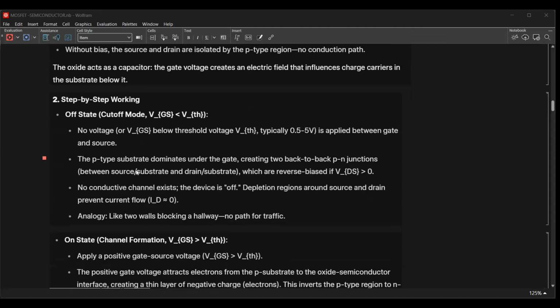The P-type substrate dominates under the gate, creating two back-to-back junctions between the source and the substrate, and the drain and the substrate, which are reverse biased. If the voltage between the drain and the source is greater than zero.